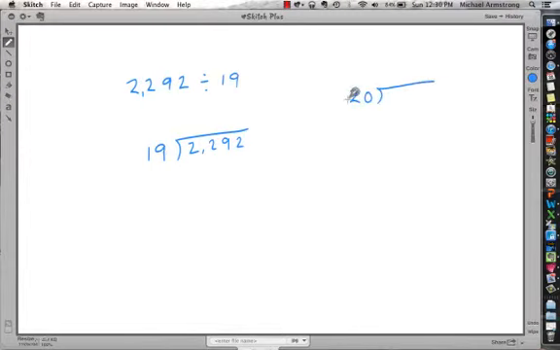Well, 22. 2 would go into 22. That might work. We could actually try that. 2 goes into 22 11 times. So we could just change this to 11.